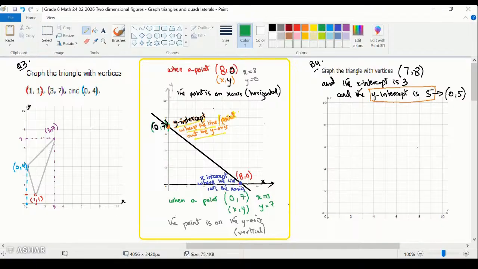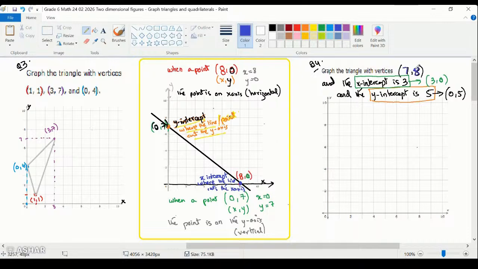And once we are looking at the x-intercept, it's the reverse. Y will become 0. So can we say this coordinate will become 3, 0? Do we agree on this, Princely? If it says x-intercept, y becomes 0. If it says y-intercept, x becomes 0. Okay.